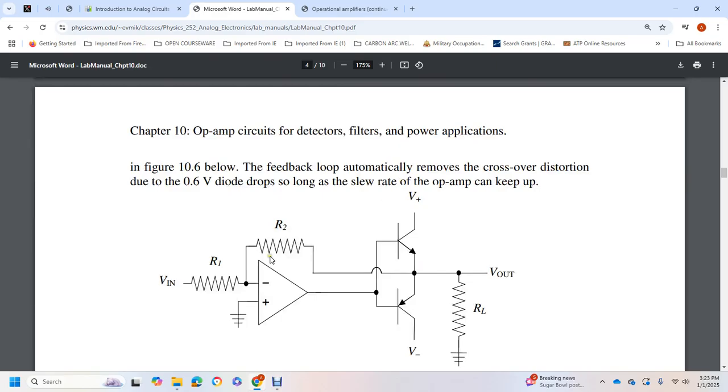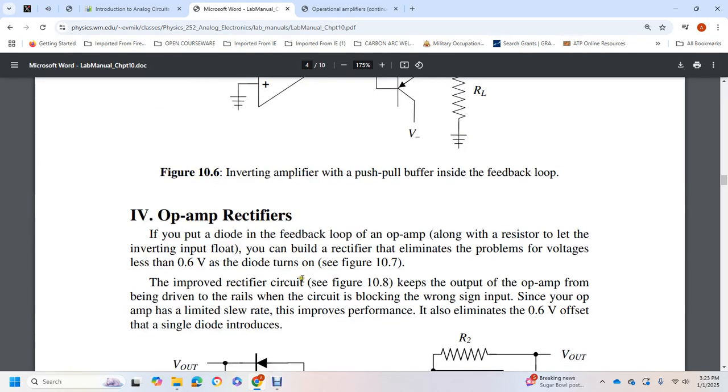push-pull buffer and the amplifier resistor. For op amp rectifiers, putting a diode in the feedback loop of the op amp, along with the resistor to the inverting input, makes a rectifier that eliminates the problem of the voltage less than 0.6 volts of the diode turn-on.